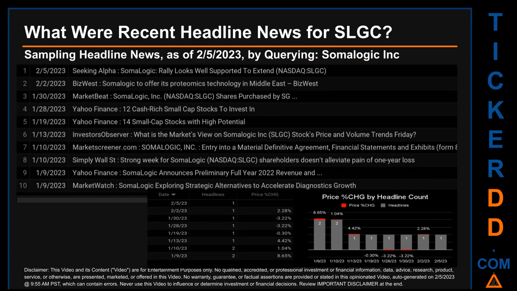What were recent headline news for SLGC? Today, Sunday the 5th of February 2023, I sampled one of our news aggregators for latest headlines for this ticker. I did so by searching specifically by a keyword that may appear, broadly, in the title or the body, of discoverable news articles. The keyword that I used was the entity name for SLGC, which is SomaLogic Inc.